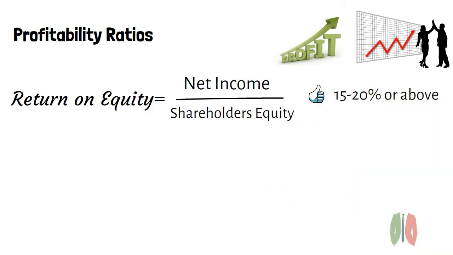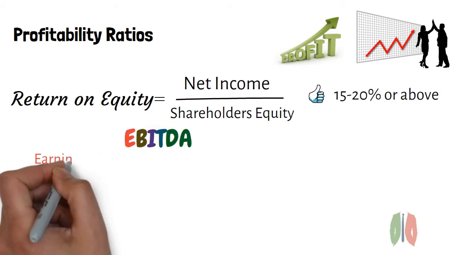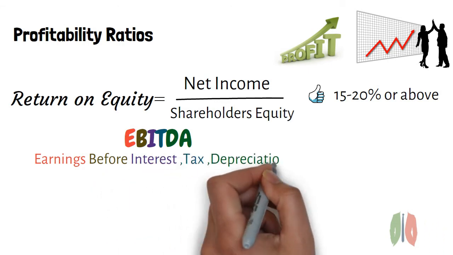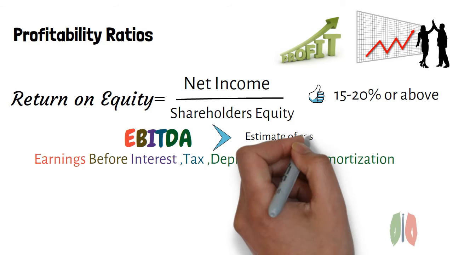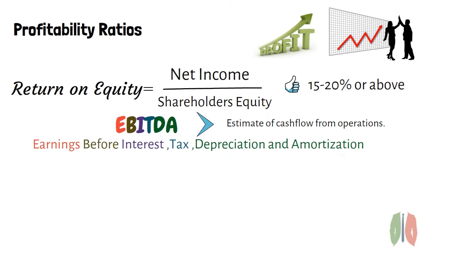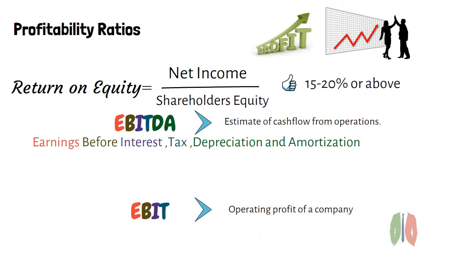So the next one, this is the important term which we usually see in the markets, that is EBITDA, which is earnings before interest, tax, depreciation and amortization. It shows the estimate of cash flow from operations. Also there is EBIT, which shows the operating profit of a company, that is earnings before interest, tax. EBITDA margins are used to compare two or more companies in the same sector.